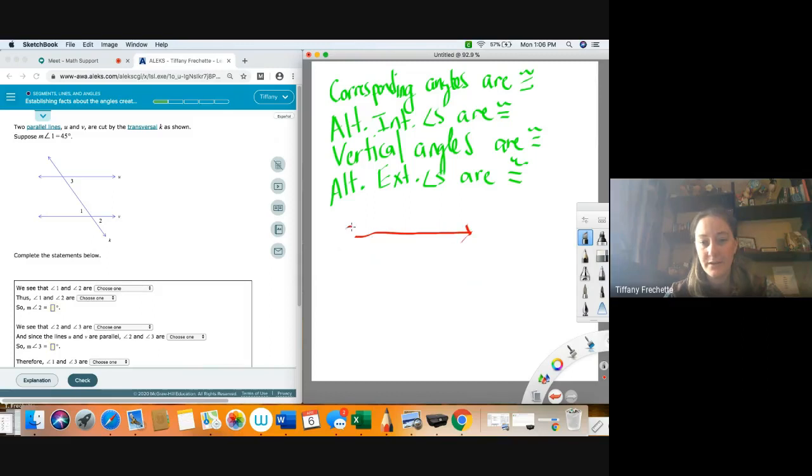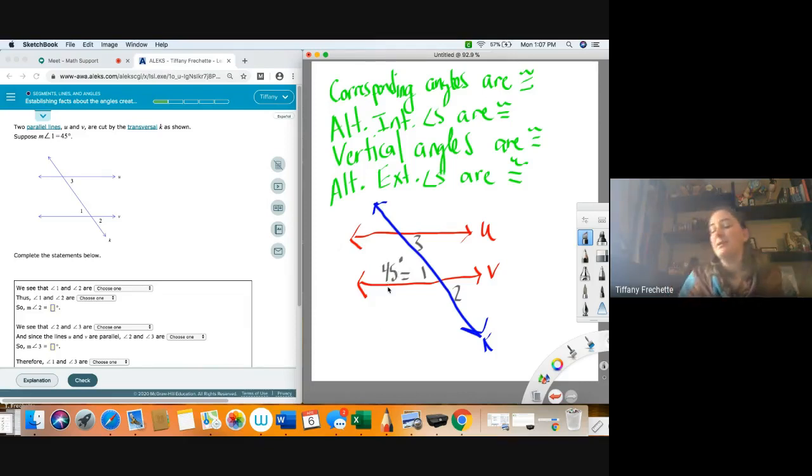All right, so here's parallel U. There's a very ugly line there. Here's U. And here's V. I'll switch over to blue here for my transversal. There's K. I will write everything else here in gray, and I will pay attention. So angle 1, it says, is 45 degrees. Definitely 45 degrees, not 145 degrees, 45.